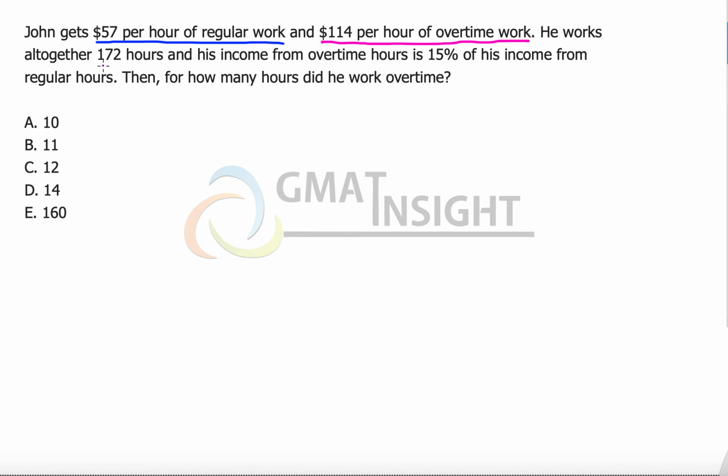He altogether works for 172 hours. That means regular hours plus overtime work hours is equal to 172. For regular hours, his income should be 57 multiplied by the number of regular hours, and for overtime hours, his income should be 114 multiplied by the overtime hours.